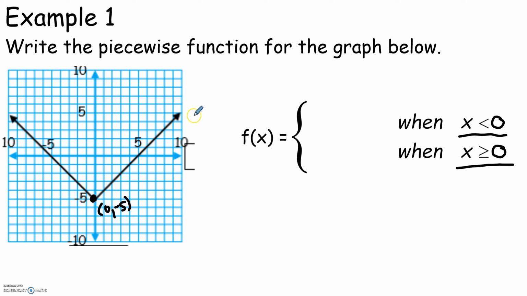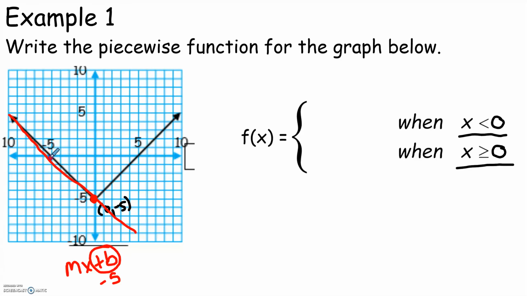Now, to be able to find the rest of my equation, I need to be able to find the equation of a linear line. If we remember, it's going to be following mx plus b. The first thing we can find is the b, which is where it crosses the y-axis. In this case, it's also the vertex at -5. So next we need to find our slope.